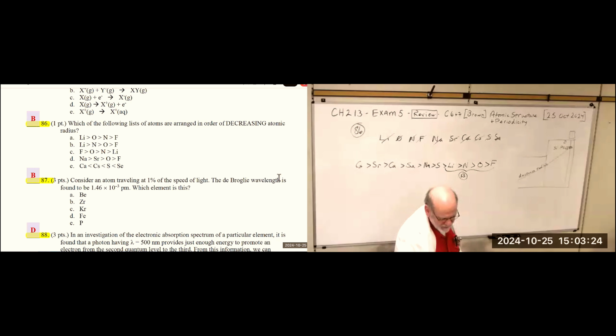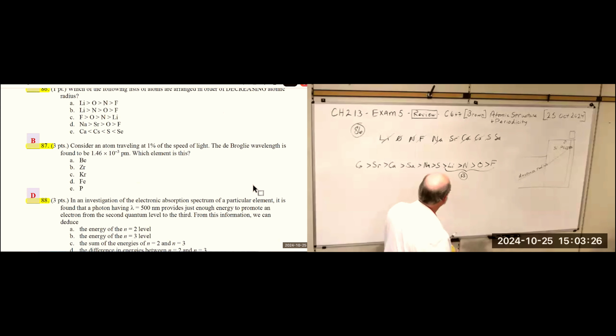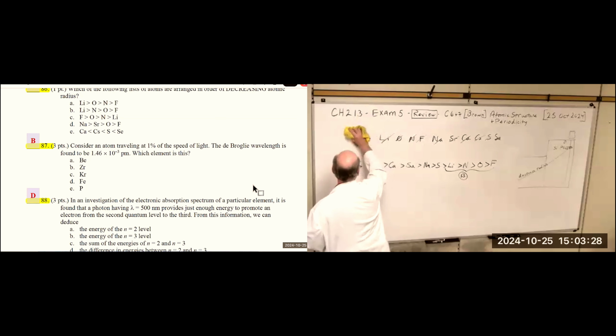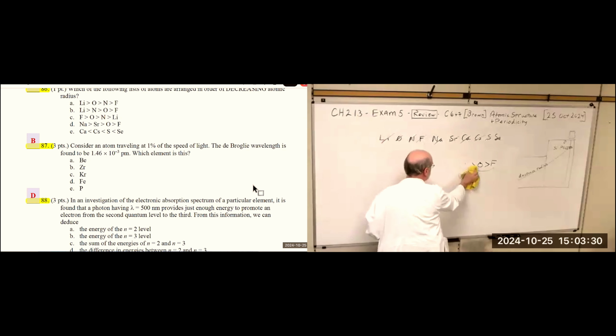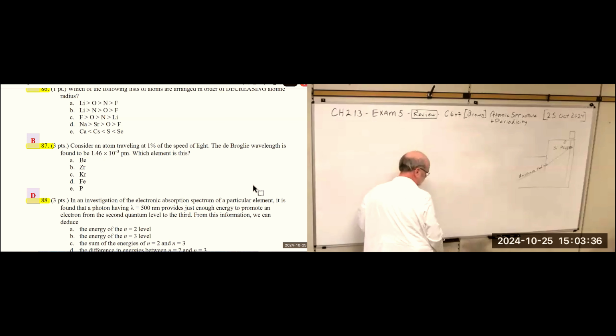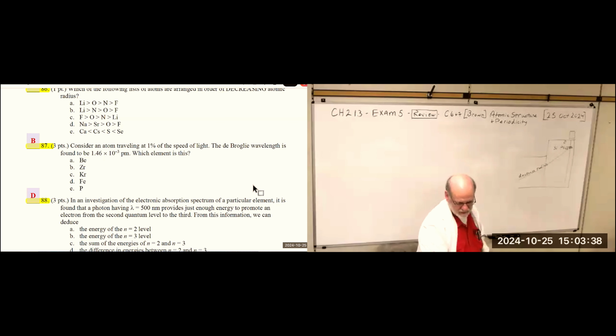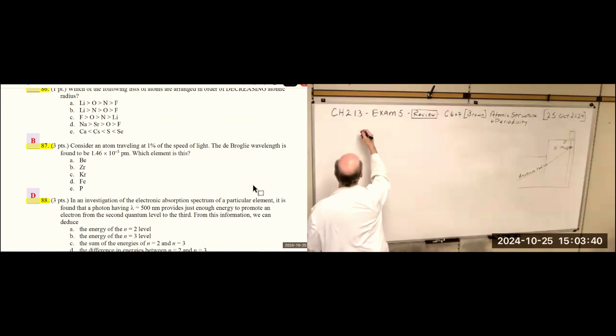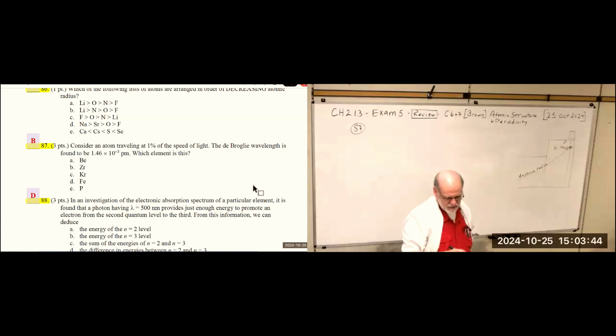All right. Moving on. 87. And I erased it already. I think we need the de Broglie equation for 87. Consider an atom traveling at 1% of the speed of light. The de Broglie wavelength is found to be 1.46 times 10 to the minus third picometers. Which element is this?